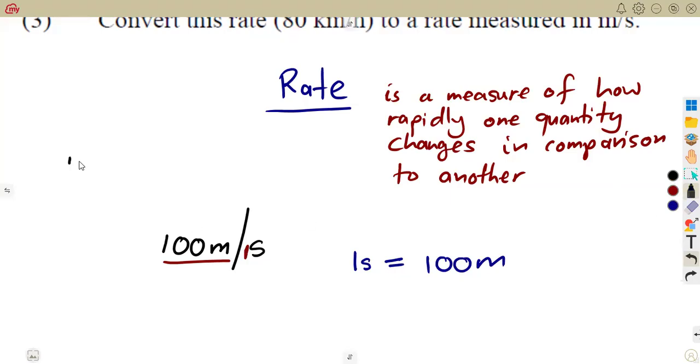Or 100 meters is being covered in every second. Every second, 100 meters is being covered. That is what it means. So they can give you now a condition. What about in 200 meters?